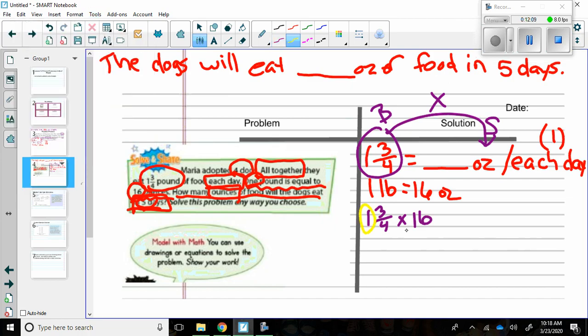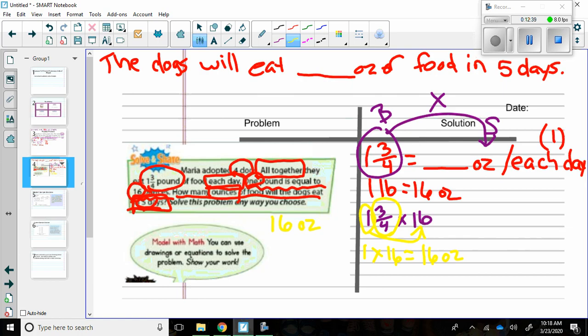I use my whole number and multiply it by ounces. So 1 times 16 equals 16 ounces. It was my 1 pound times 16. So I already know that one part of this is 16 ounces. But now I need to figure out how many ounces are 3/4 of a pound.